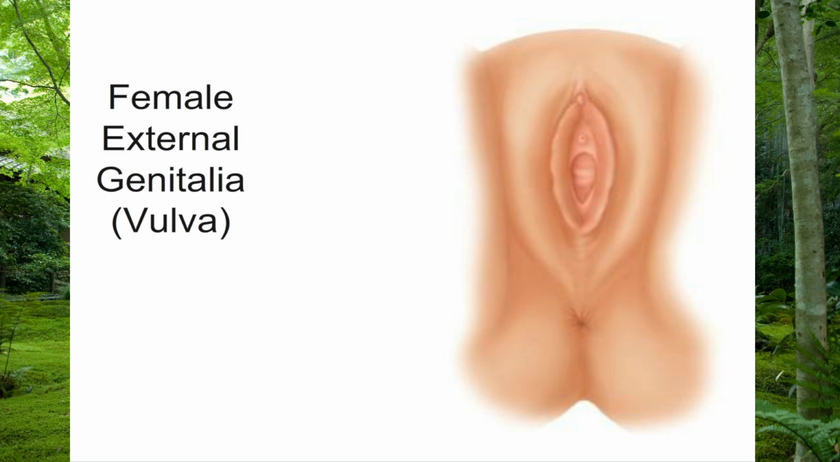Okay, now we're going to move on to the female external genitalia. Collectively, we call this the vulva. The most superior part of the vulva is called the mons pubis, and mons here means mountain, so it's basically a little bitty mountain of fatty tissue that is on the superior part of the vulva. And normally the mons pubis is covered with pubic hair after puberty.